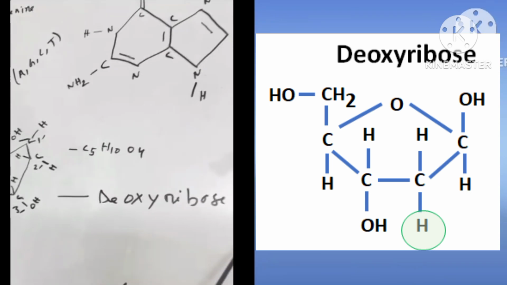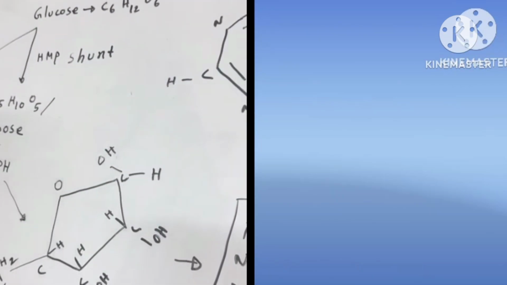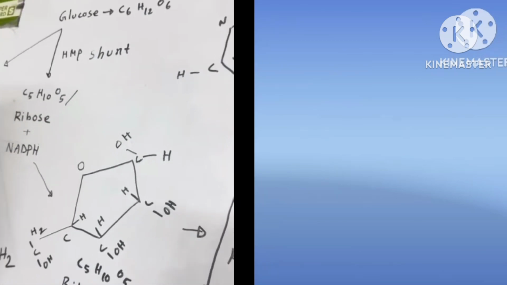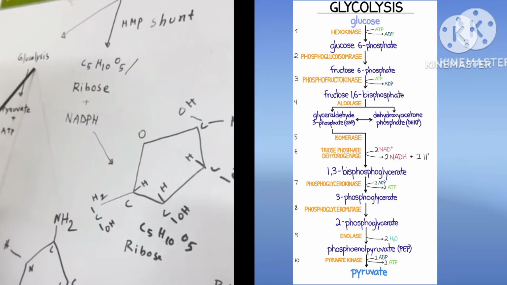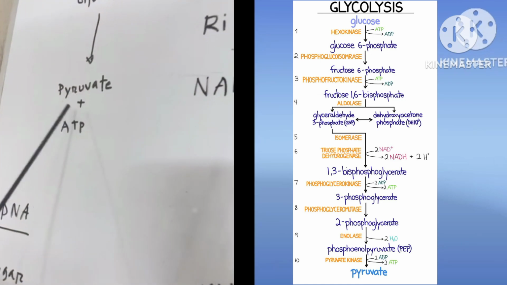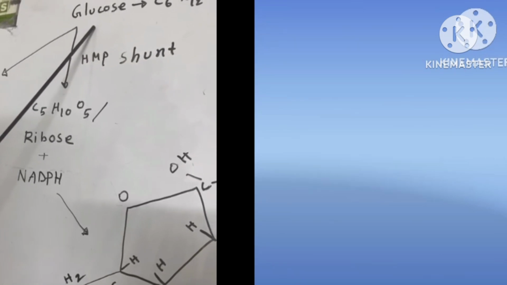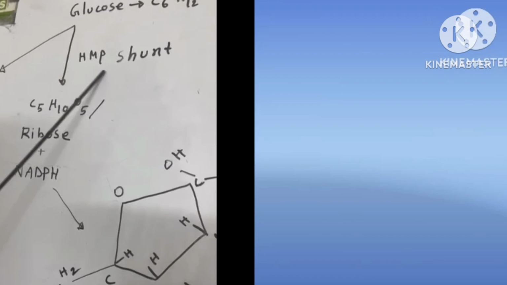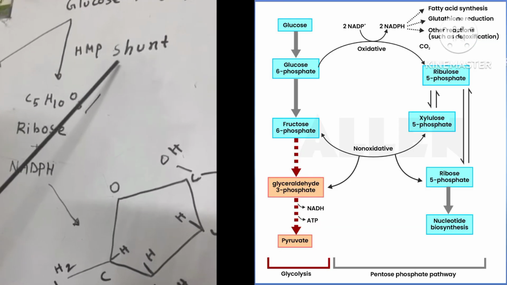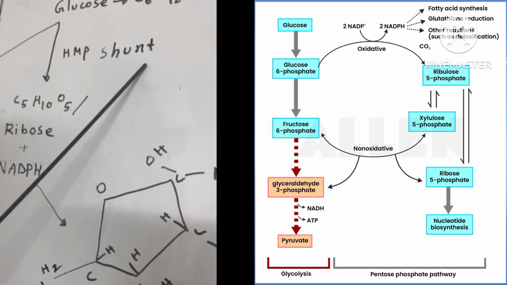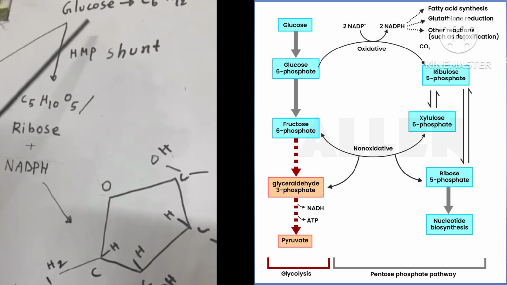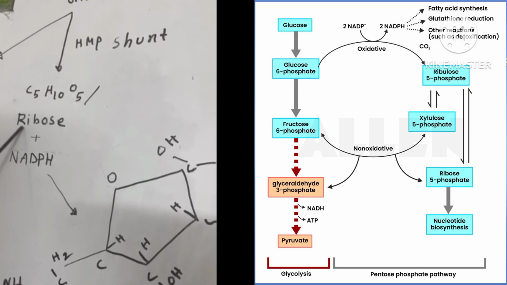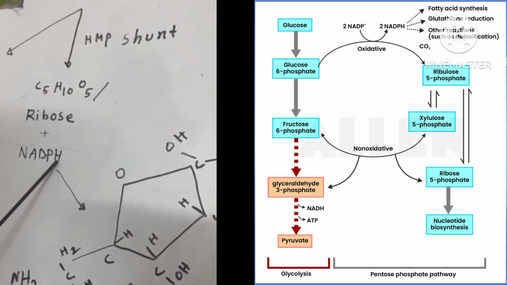This deoxyribose sugar comes from glucose. How it comes, now we'll discuss. Glucose, C6H12O6. Oxidation in glycolysis converts it to pyruvate plus ATP. Glucose oxidation in HMP shunt, hexose monophosphate shunt or pentose phosphate pathway.